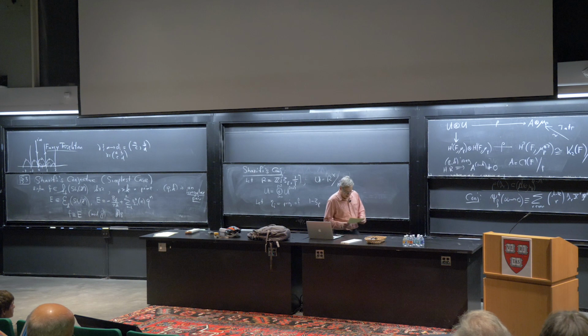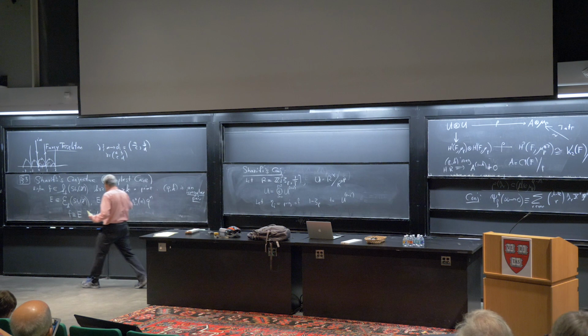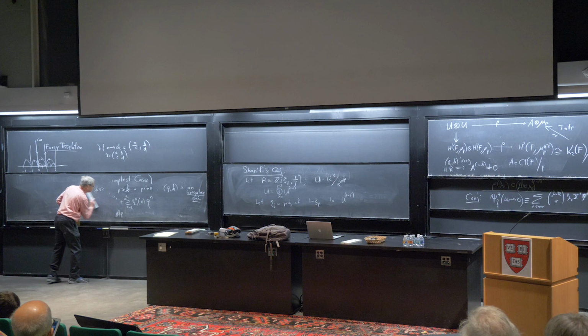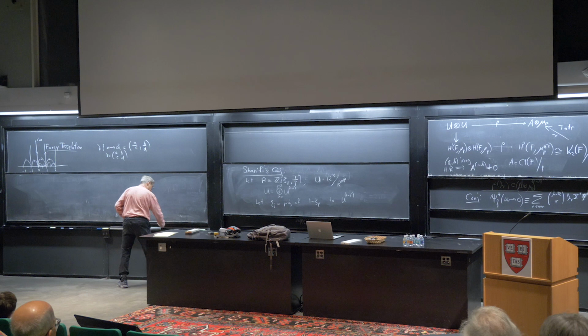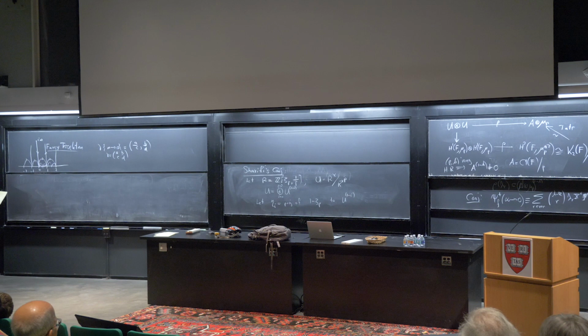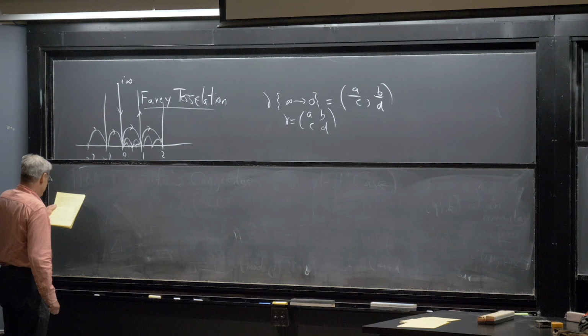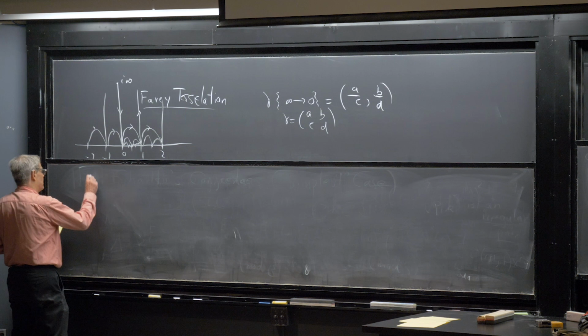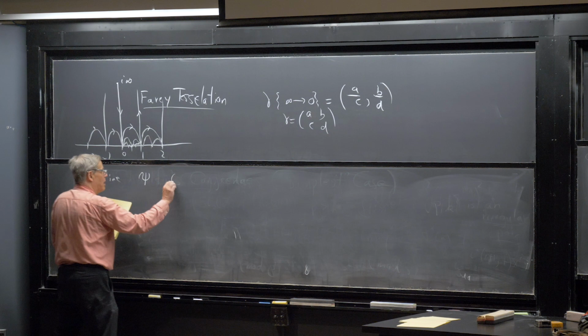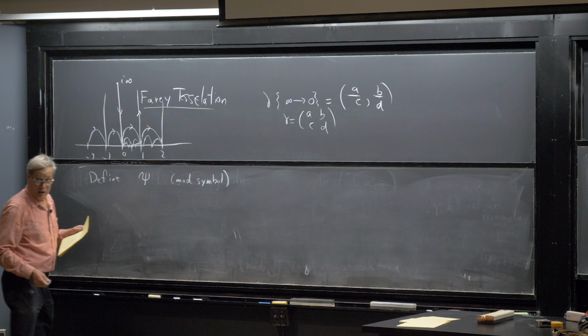And so, let me just write down the idea. I've already got my fairy tale solution. There it is. And so what she does is she defines a modular symbol. It's a modular symbol. But I'll write it down in terms of the Farey tessellation instead of this other way. And so here it is.